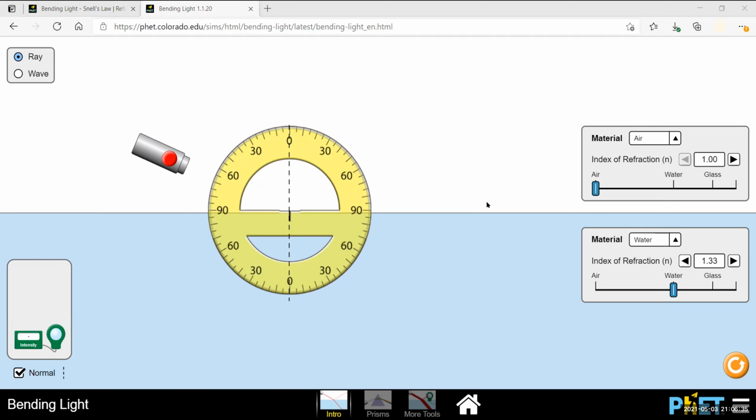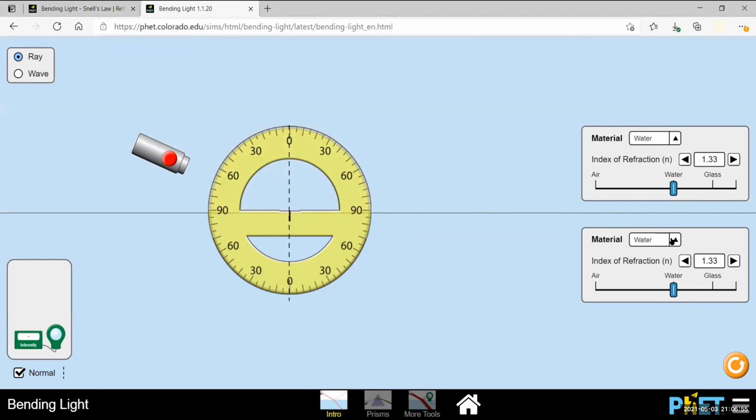I'm looking at the instructions, and I'm supposed to report the index of refraction for the air, which is 1, and that of the water, which is 1.33. So if you look at the table, those are fields you need to enter, okay? And as we change materials, these indices of refraction will change. So if I flip it back, this will be water and this will be air. So then the indices are backward now.